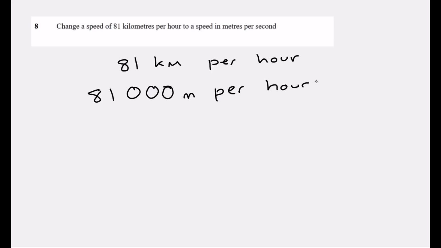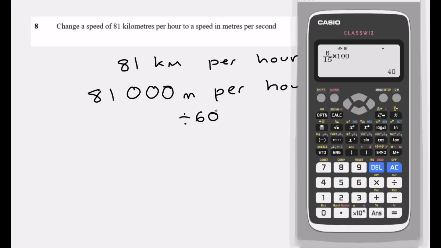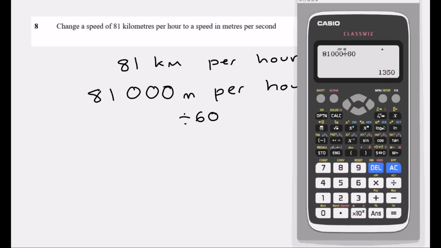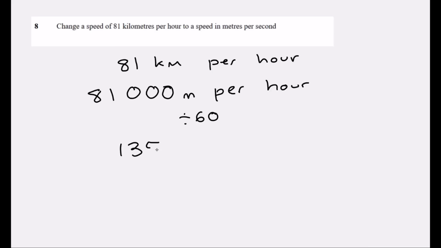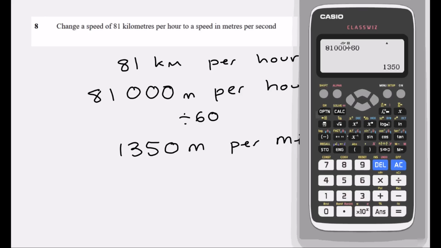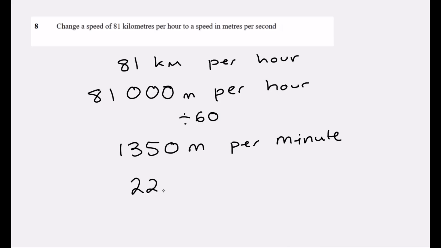If we can go 81,000 meters in an hour, we'd have to divide that by 60 to find how far we can go in a minute. So that's 1,350. So we can go 1,350 meters in each minute. And divide by 60 again. We can go 22.5 meters per second.